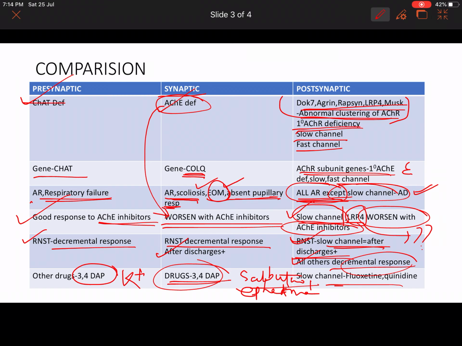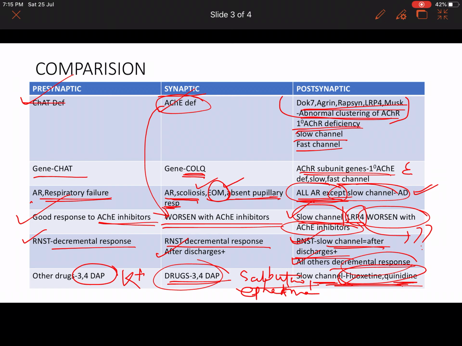And in slow channel we have a drug which blocks the sodium channel, because we don't want it to open, we don't want it to stay open for that prolonged period of time. So as we have read that antiarrhythmic drugs can block the sodium channels previously when we discussed antiarrhythmics, we will be talking about this. This is fluoxetine and quinidine, which are class 1 antiarrhythmics, and they are actually used in treatment of arrhythmia, but they can also be used in treatment of slow channel syndromes.